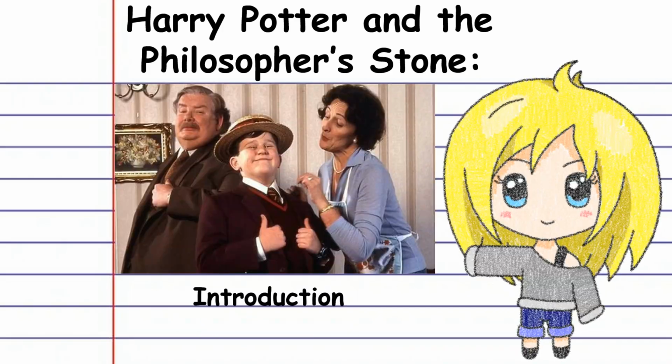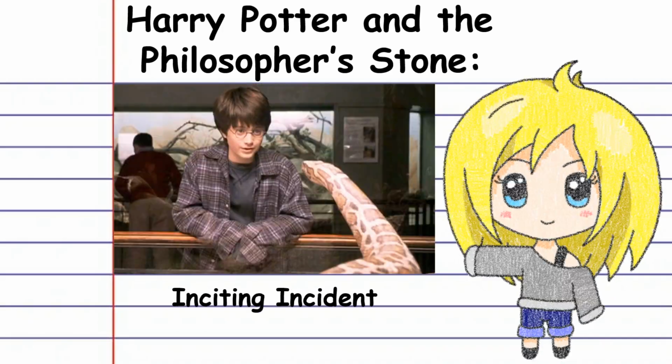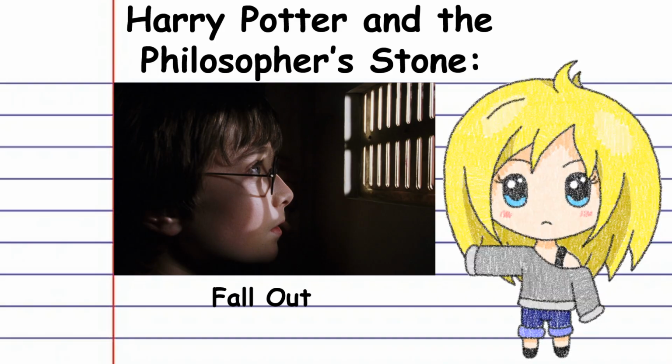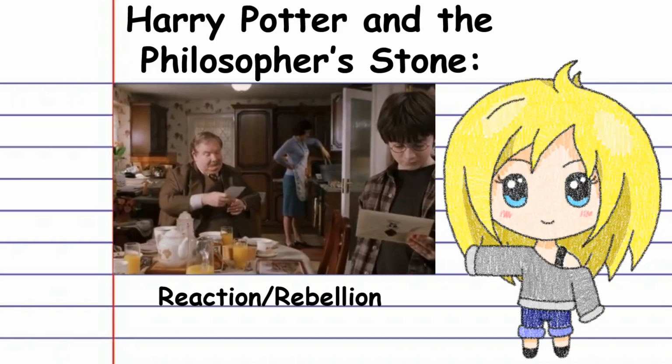Anyway, first we have the introduction. Harry Potter is a poor orphan boy who is abused and neglected by his aunt and uncle in favour of his horrible cousin Dudley. Then we get to our inciting incident. They go to the zoo for Dudley's birthday, and when Harry is looking at one of the snakes, the glass magically disappears. This is where Harry starts to realise that maybe he isn't quite as normal and ordinary as he always thought he was. And the fallout from this is that his aunt and uncle lock him in the cupboard under the stairs for the rest of the summer. Now we get to the reaction and rebellion.